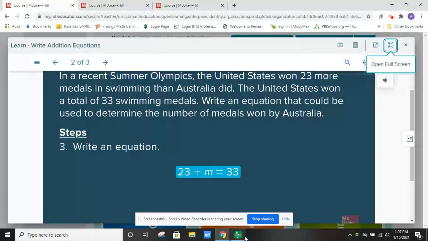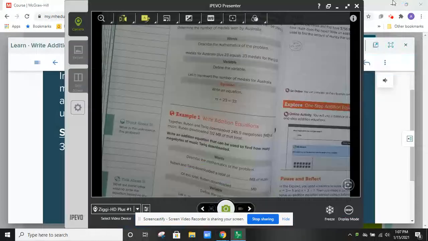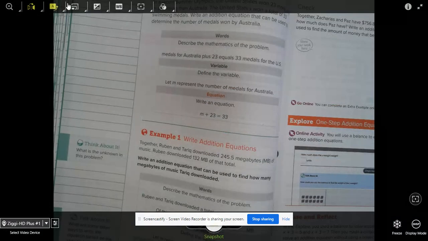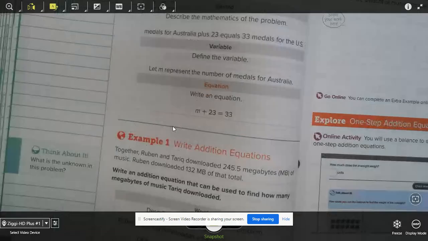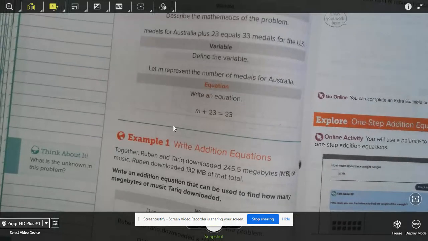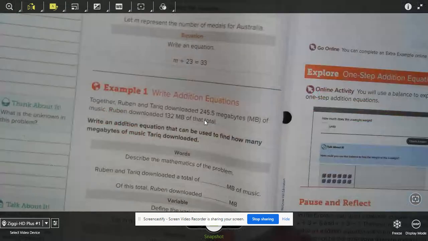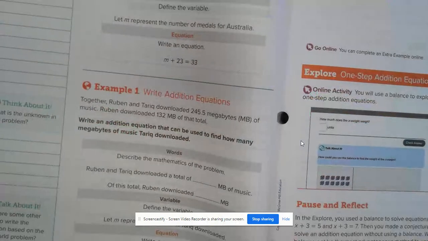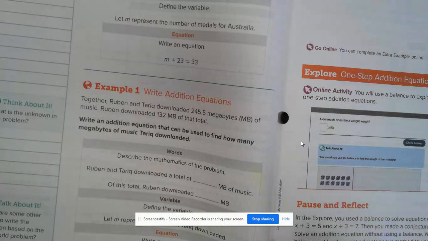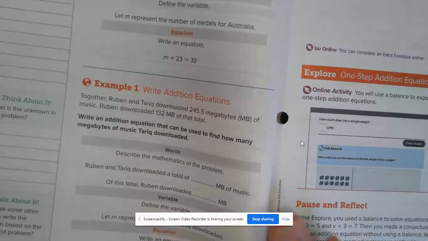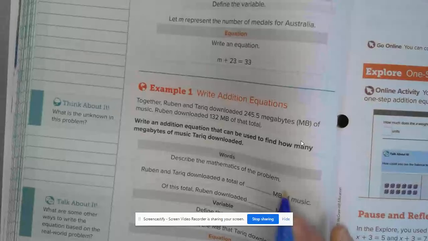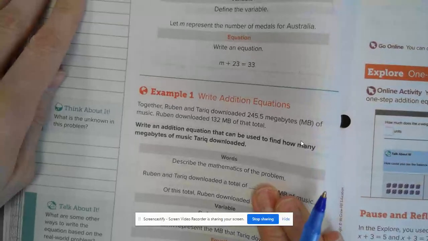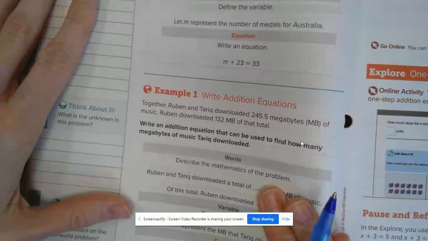All right, on page 342, I am on example 1, write addition equations. Together, Ruben and Tarek downloaded 245.5 megabytes of music. Ruben downloaded 132 megabytes of that total music. Write an addition equation that can be used to find how many megabytes of music Tarek downloaded.